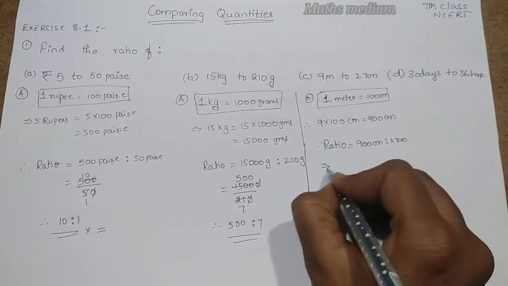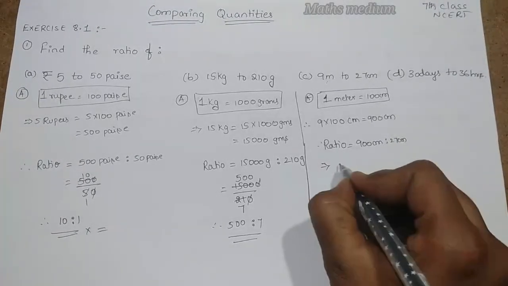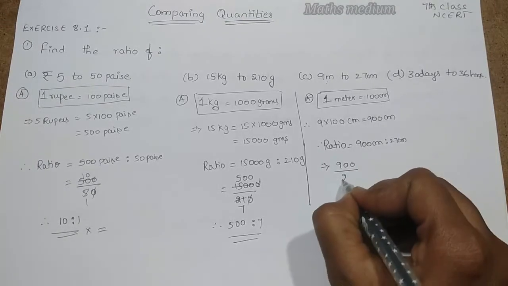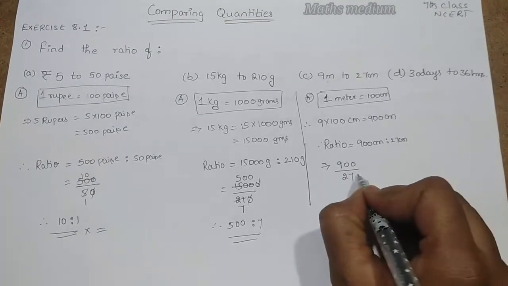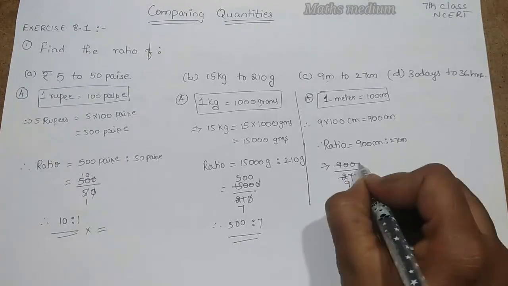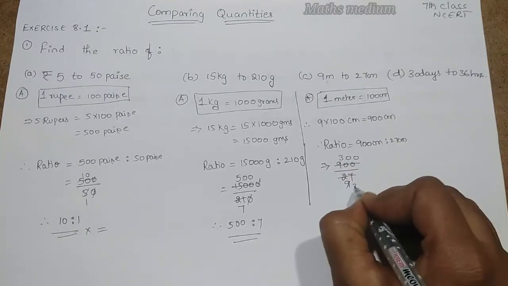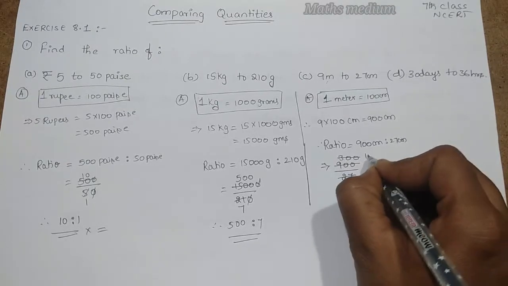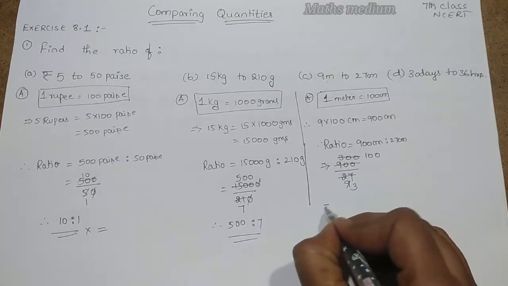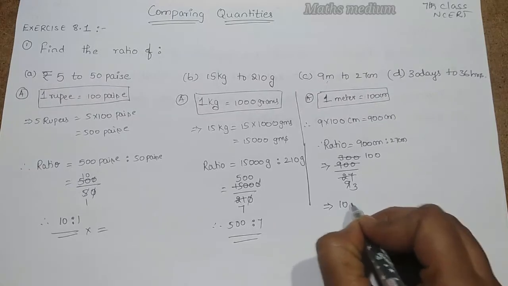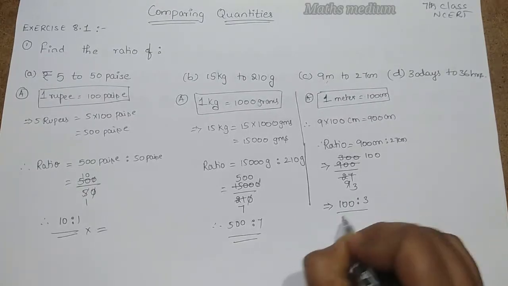We know that ratio doesn't have any units. So, 900 divided by 27. Here, 3 nines are 27, 3 threes are 9. It means 300s are. Again, 3 threes are 9, again 300s are. So, it means 100 is to 3 is the answer.